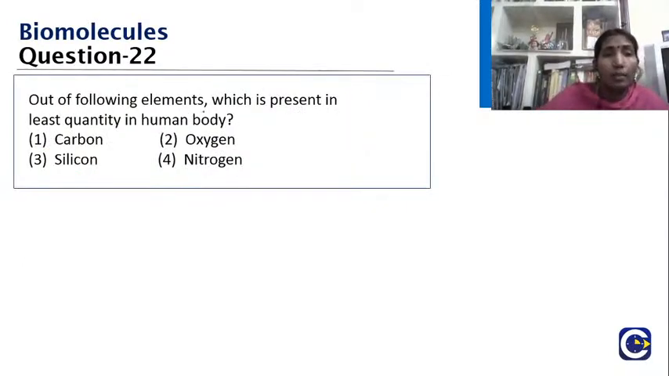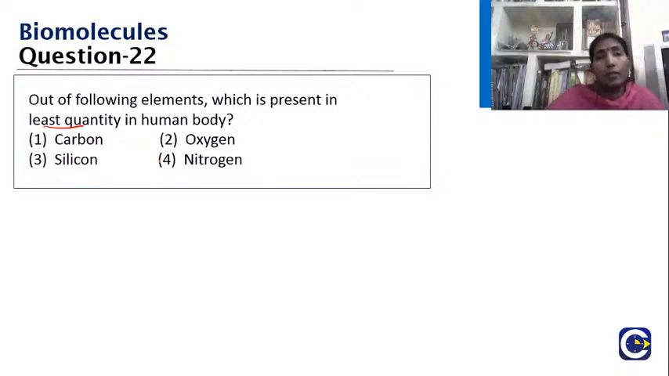Out of the following elements, which is present in least quantity in the human body? When you take the earth's crust as well as the human body, the amount of elements that is distributed will be more or less similar. But there are some elements which will be least distributed in the body. So we will see what those elements are: carbon, oxygen, silicon and nitrogen. Among these, which is least distributed?